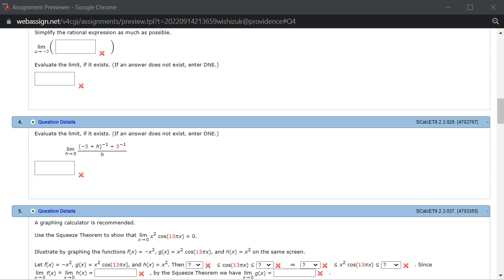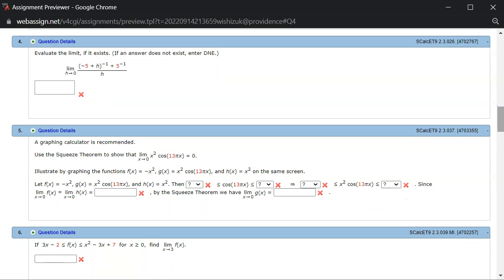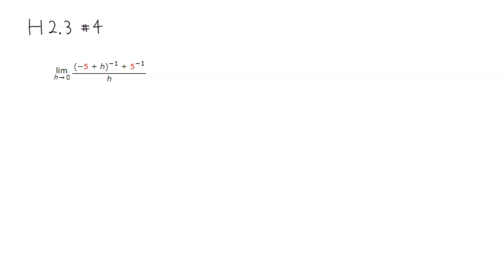All right, let's look at homework 2.3, problem number 4. Let's evaluate this limit. First thing we do is just plug in h equals 0, and you can see that already the denominator is going to approach 0.